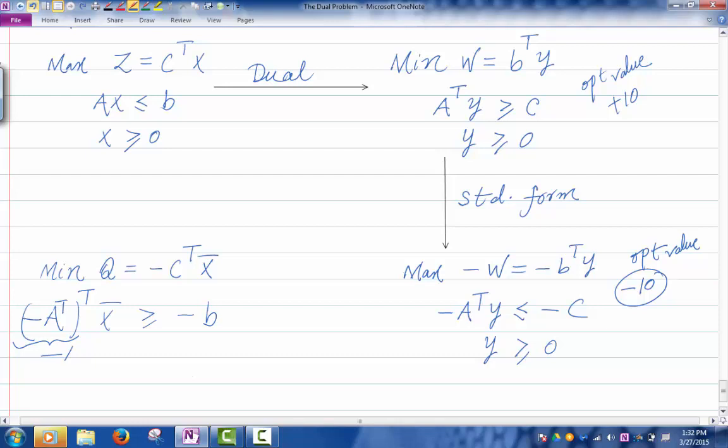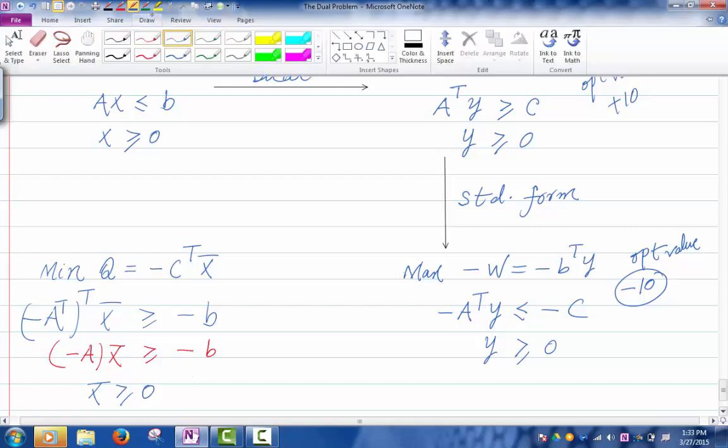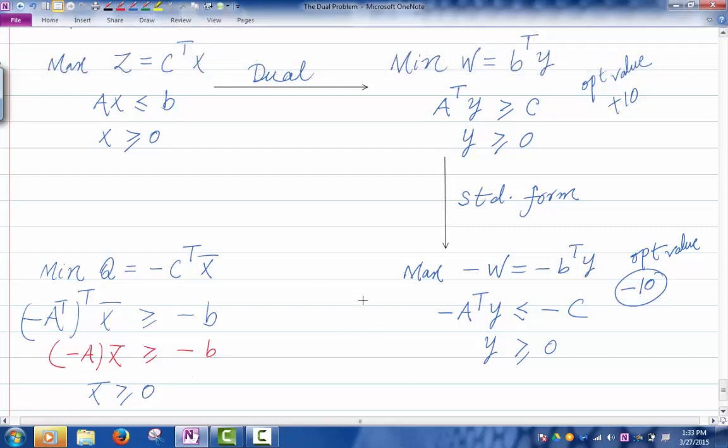In fact, let me actually write that down in red. So maybe I'm just rewriting this as negative A times x bar greater than or equal to negative b, and then of course x bar is larger or equal to 0. So that's what I get if I dualize the dual. So, dualize the dual.